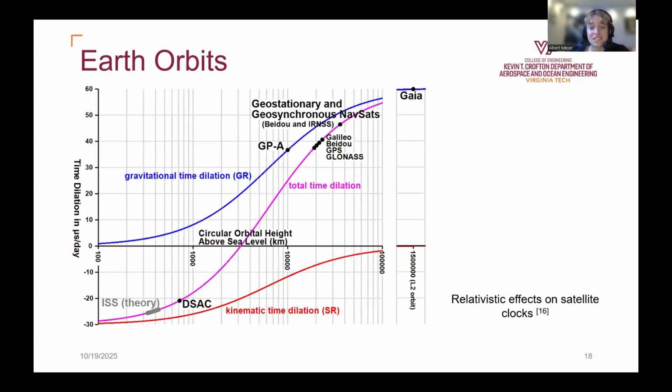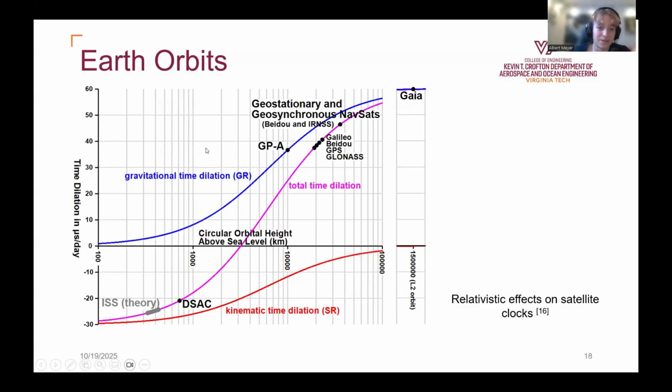So this graph shows you the x-axis is going to be your orbital height. So this x-axis shows your circular orbit height above sea level, and your y-axis is your time dilation. So you can see on our red line here, this is going to start at the negative because this has to do with your velocity. So if you're close to Earth, you're going to have a higher velocity, more time dilation.